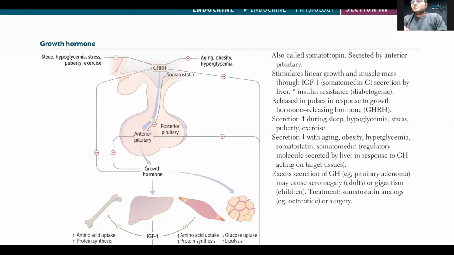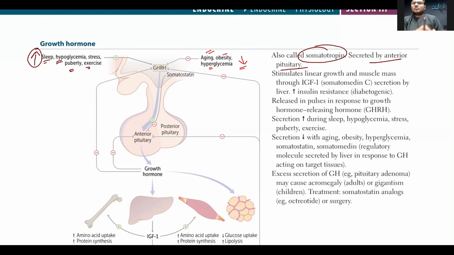Growth hormone, which is called somatotropin. Okay, it is also called somatotropin. It is secreted by the anterior pituitary. We have discussed this. Now we will discuss what are the factors that increase growth hormone and what are the factors that decrease growth hormone. First, we will discuss what increases growth hormone. These are sleep, hypoglycemia, stress response, puberty and exercise. So these are the factors that increase the growth hormone. Growth hormone is increased by stress, hypoglycemia, puberty, exercise. What are the factors that decrease this? These are the factors that decrease it: aging, obesity, and hyperglycemia.